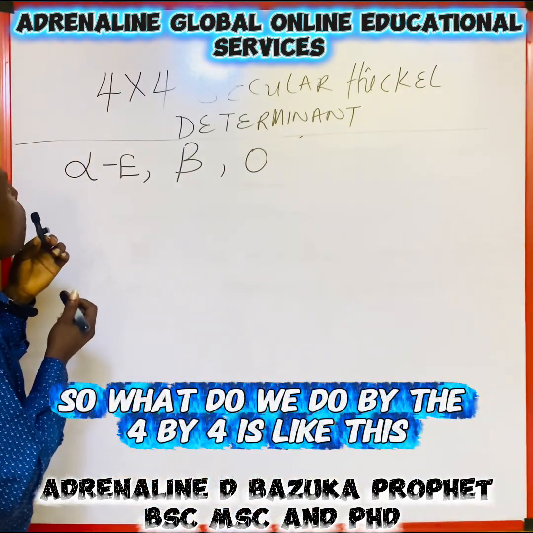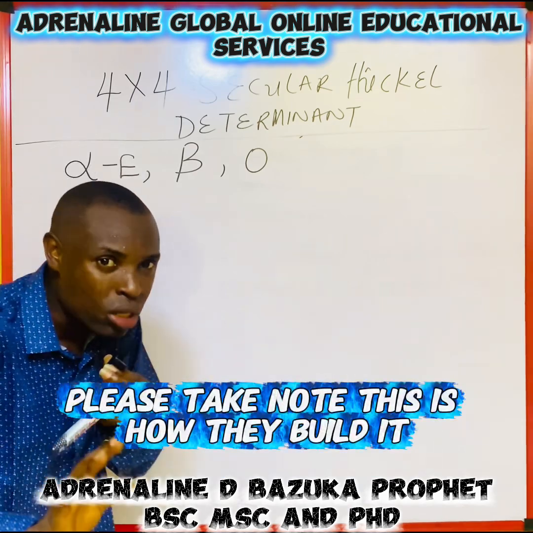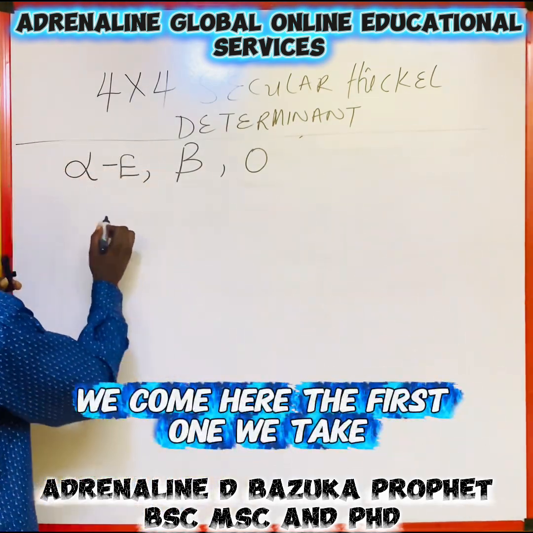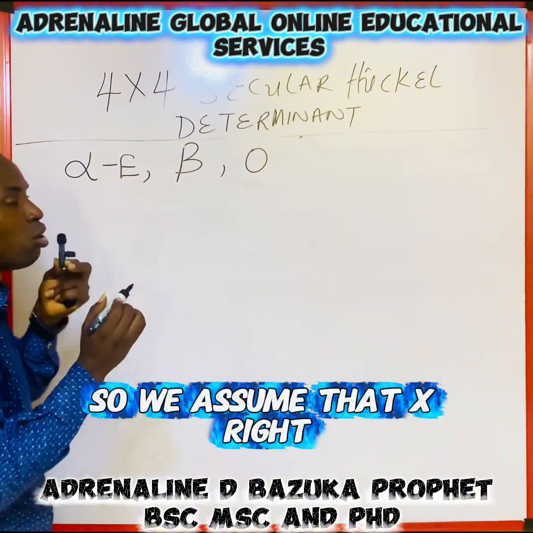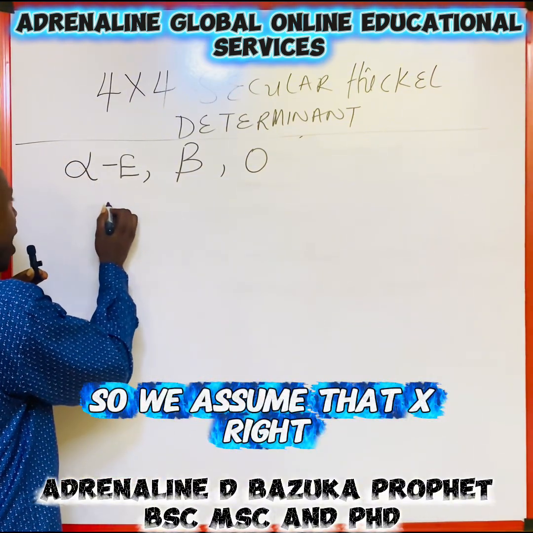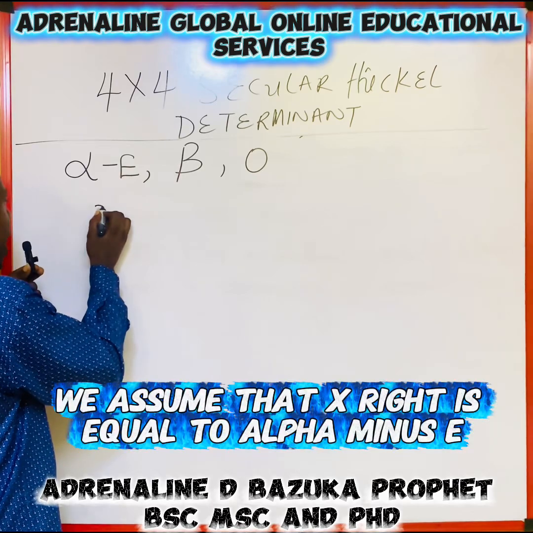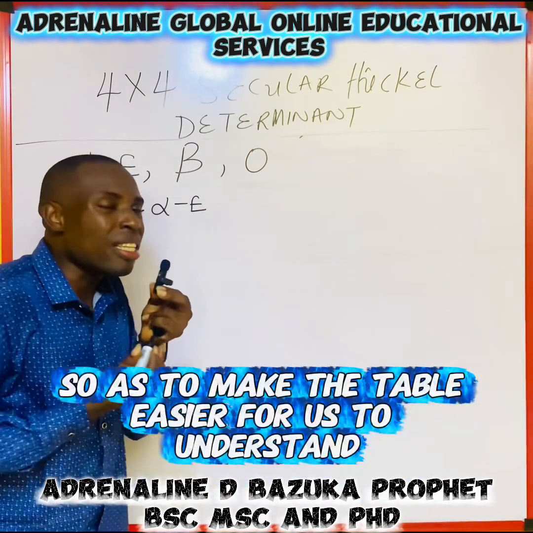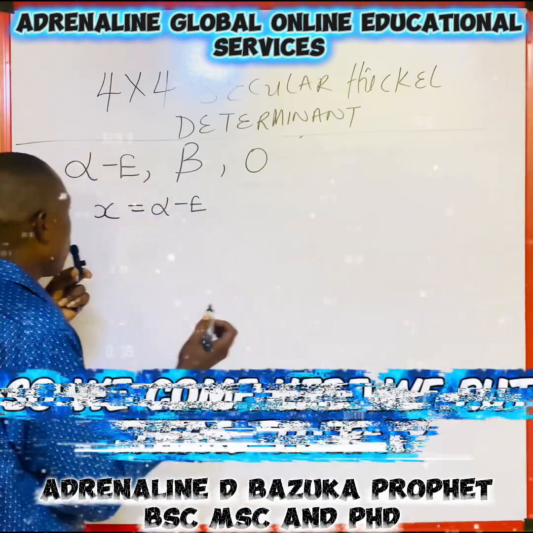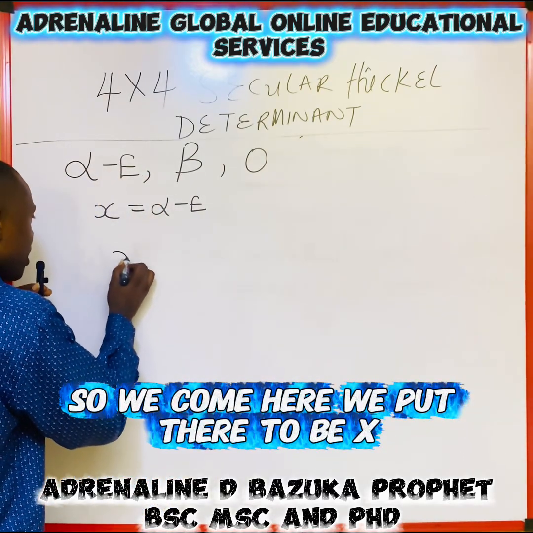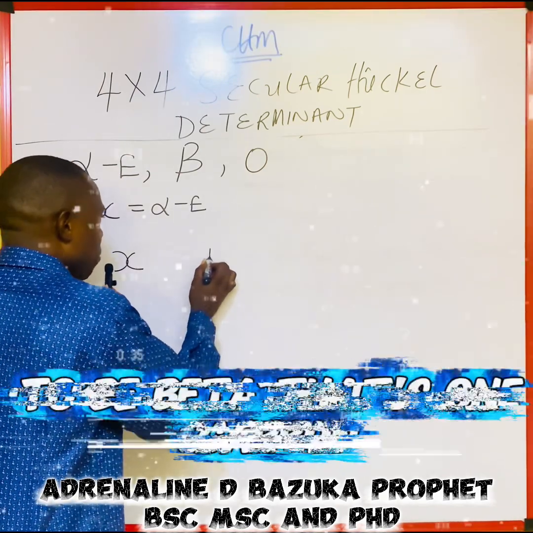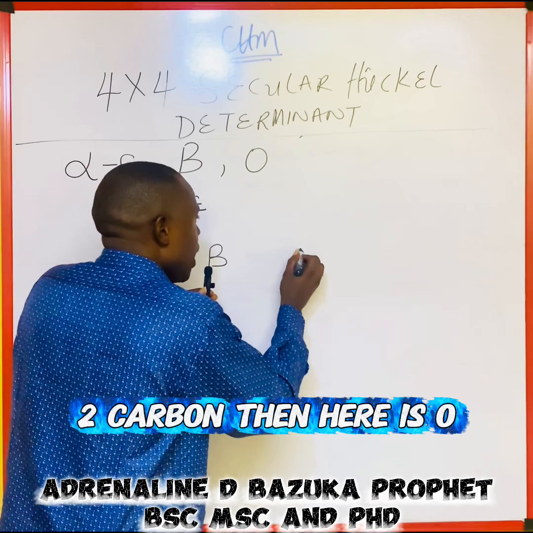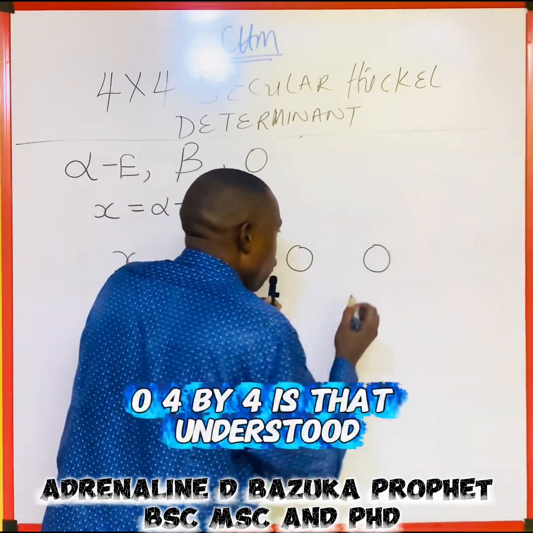The 4x4 is like this. Please take note, this is how they build it. We come here, the first one we take. We assume that x, right, is equal to alpha minus E, so as to make the table easier for us to understand. So we come here, we put there to be x, put there to be beta, that's 1 carbon, 2 carbon, then here is 0, 0. 4x4.